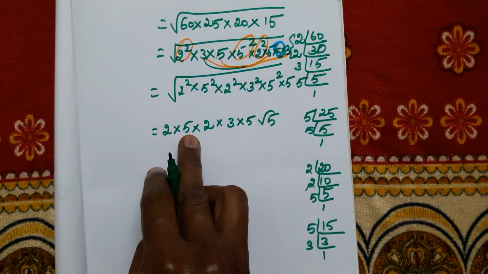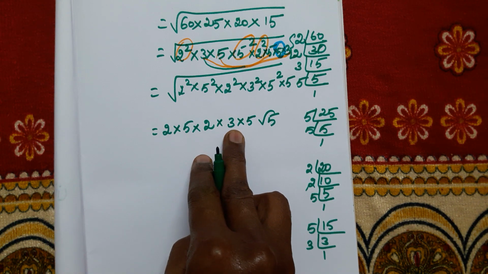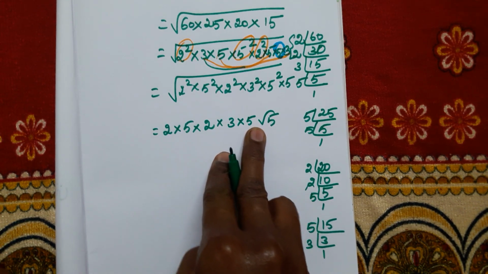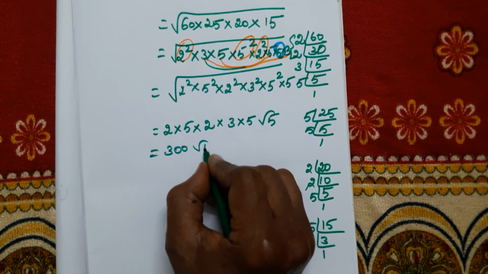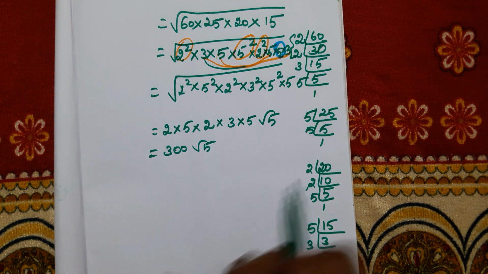So 2 5s are, what we are getting? 2 5s are 10. 10 2s are 20. 20 into 3, 60. 60 into 5, 300. 300 root 5. Here, what's the value of root 5? Do you know? Yeah, root 5 is equal to 2.236.